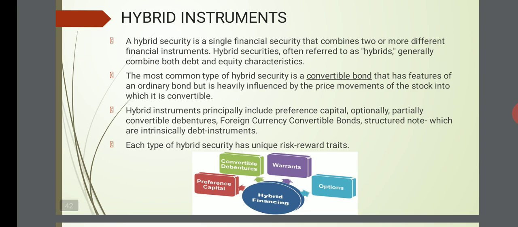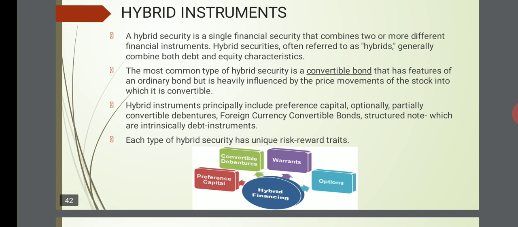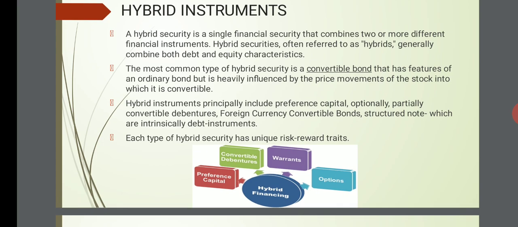Now, hybrid instruments are more of a coming together of equity part and debt part. So hybrid security is a single financial security that combines two or more different financial instruments. Hybrid securities, often referred to as hybrids, generally combine both debt and equity characteristics. The most common type of hybrid security is a convertible bond that has a feature of an ordinary bond but is heavily influenced by the price movement of stocks into which it is convertible.